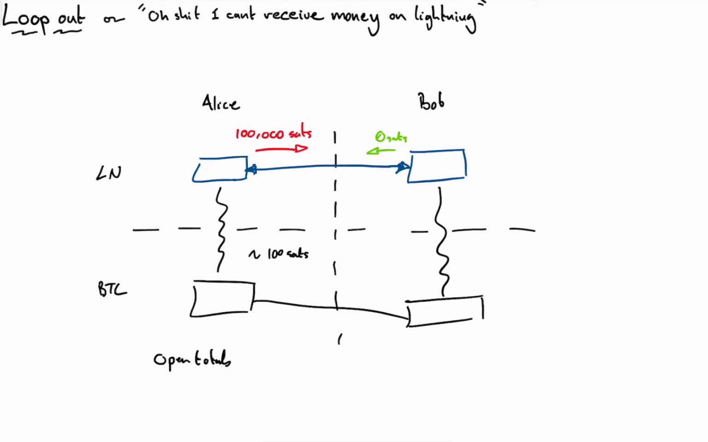Now again, our opening totals across here are going to be, let's say that Alice doesn't actually have any money in her Bitcoin wallet, so she's got 0 sats here, whereas Bob actually has, let's say, another 100,000 sats in his Bitcoin wallet on chain. So Alice's total is currently 100,000 sats. Bob's total is currently 100,000 sats. So the question is, how do we go about getting 50,000 of Alice's sats over to Bob, so she has some incoming capacity in a trustless manner?